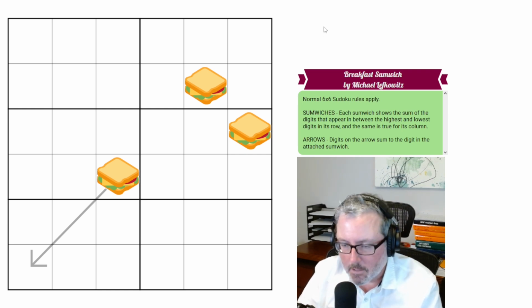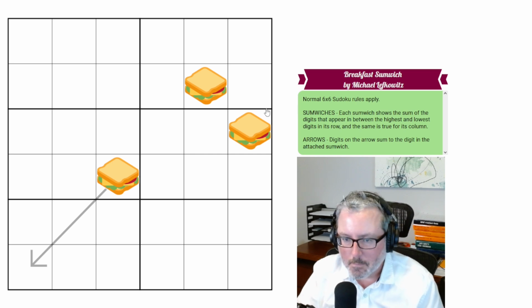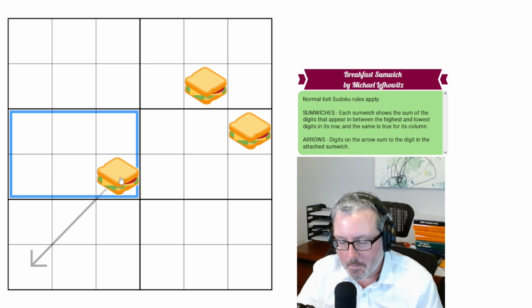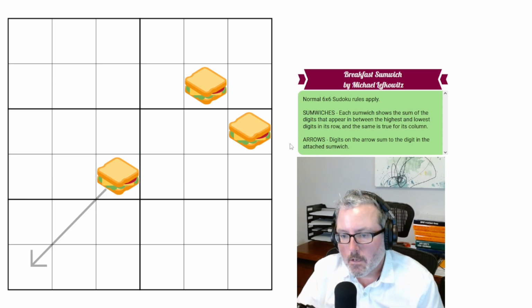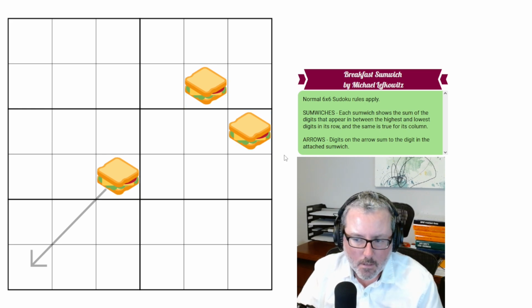And again, it's by Michael Lefkowitz, I said that. And we've got 6x6, so normal 6x6 Sudoku rules apply here. So every row, every column, every 2x3 box contains the digits 1 through 6 once each. Now, sumwiches. Each sumwich, which are these guys right here, shows the sum of the digits that appear in between the highest and lowest digits in its row. And the same is true for its column.